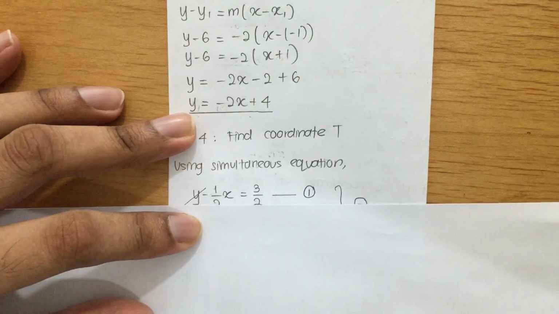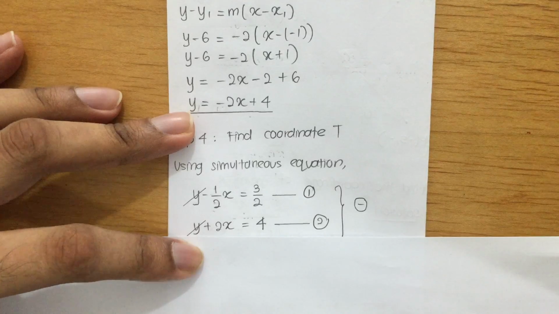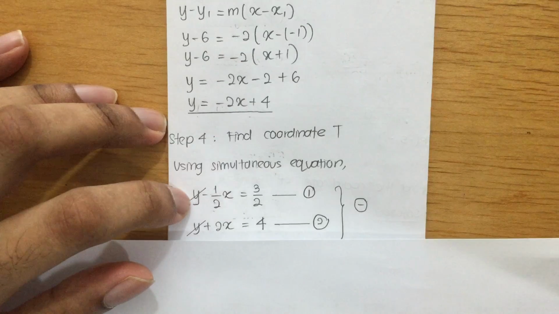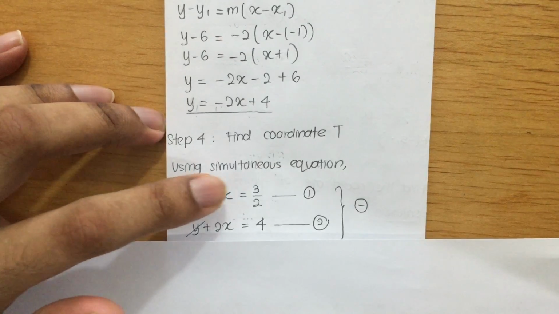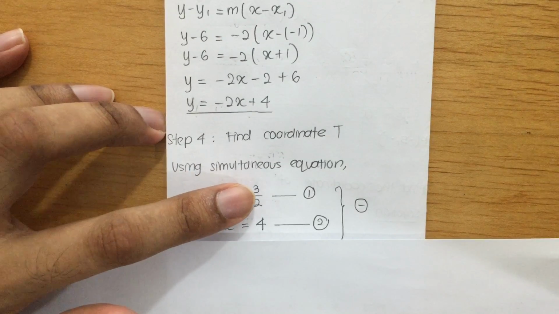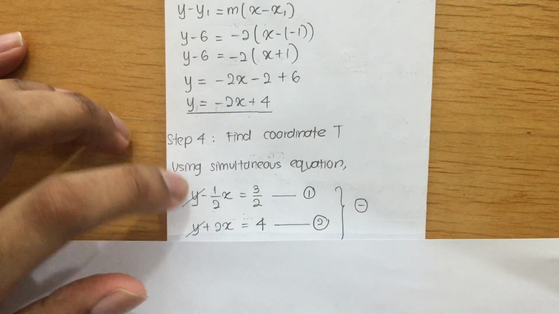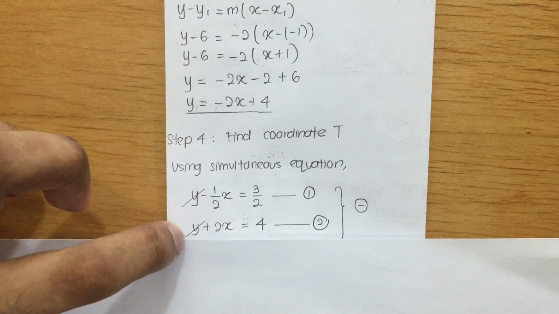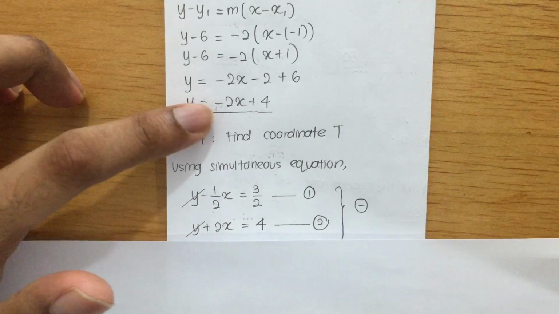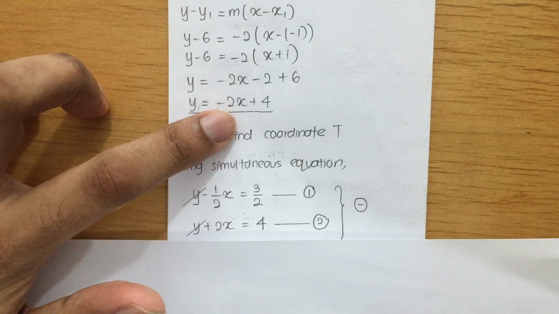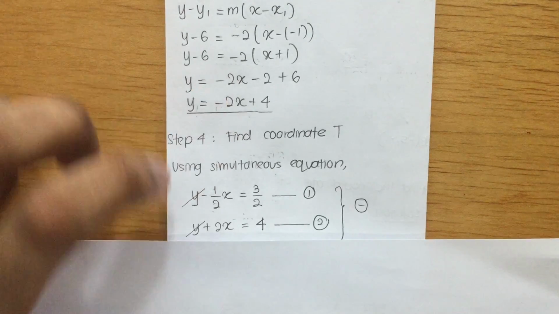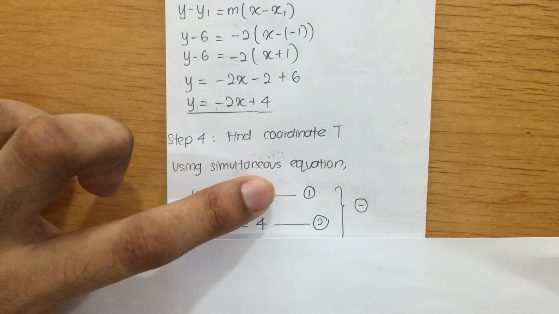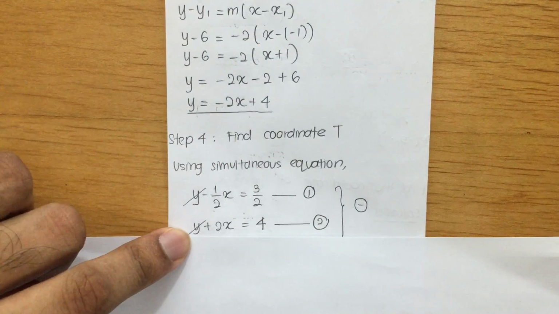Alright guys. So y minus 1/2 x equals 3/2. This is your equation of PQ. I bring the x from the right hand side to the left hand side. The same thing goes for the equation SR. This is the equation PQ and this is your equation SR guys. For SR, I also bring the x from the right hand side to the left hand side. So from here you get y plus 2x equals 4. This will be your first equation and this will be your second equation.